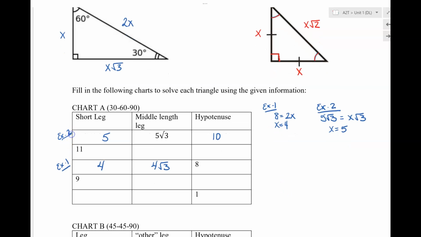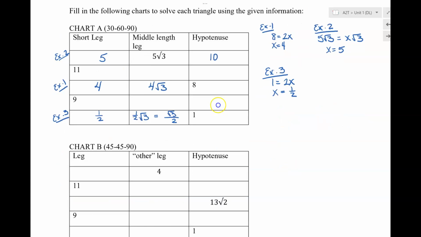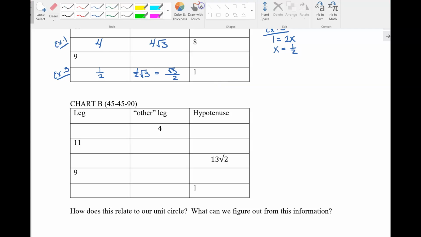Well, let's go down to the very bottom. If my hypotenuse is 1, so that's 2x, that means that the short leg is going to be 1/2. The middle leg would be 1/2 times rad 3, or more commonly written as rad 3 over 2. So that's if the hypotenuse is 1. Nice. Well, let's try chart B with the 45, 45, 90.